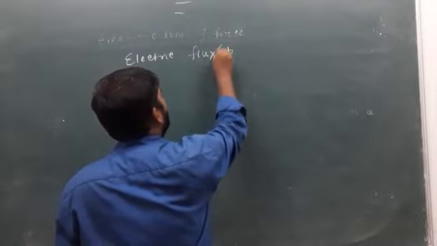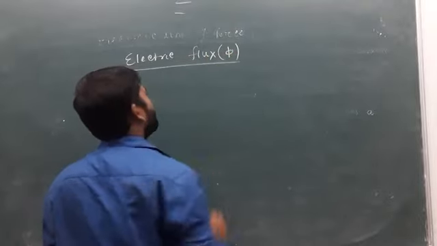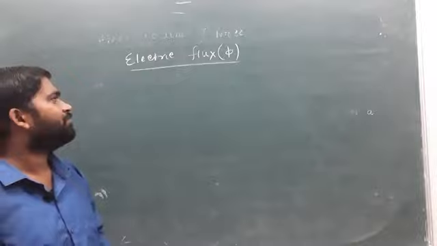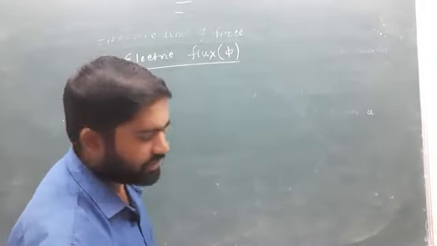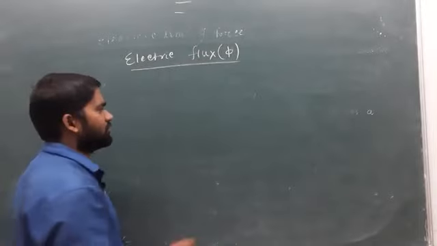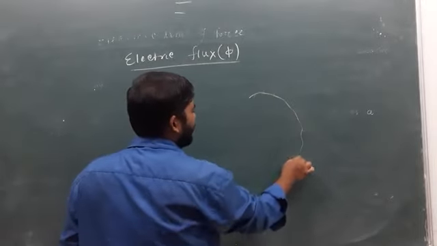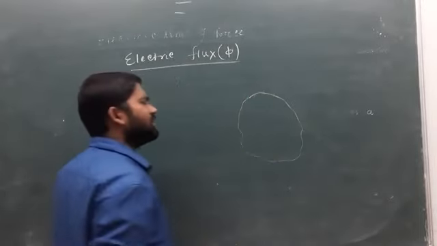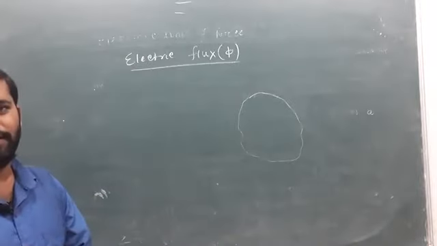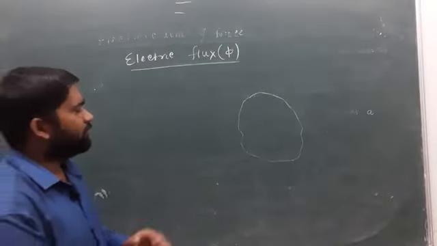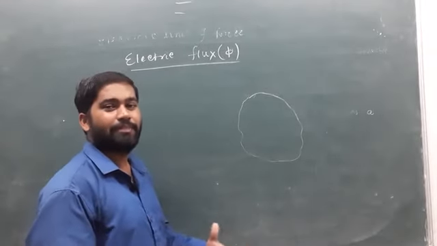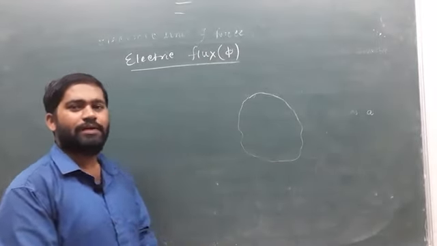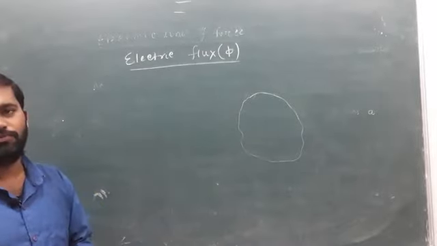Electric flux is generally represented by the symbol phi, and electric flux is always a scalar quantity. Generally the electric flux measures the number of lines of force associated with a certain area. And from those lines of force we can measure the electric flux, or the magnitude of the electric field associated with that surface.